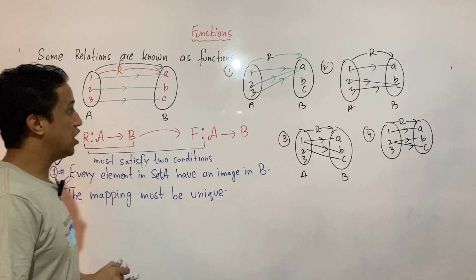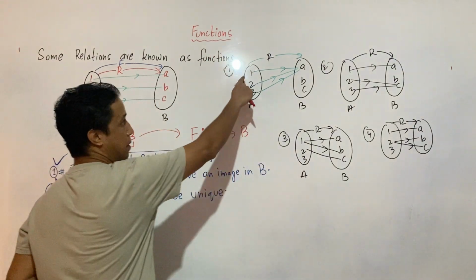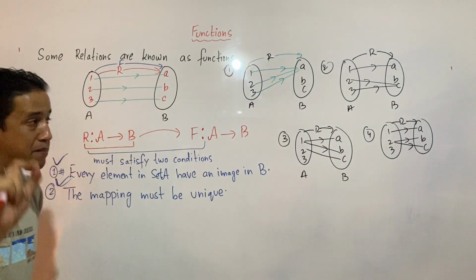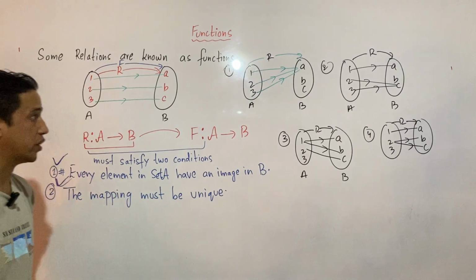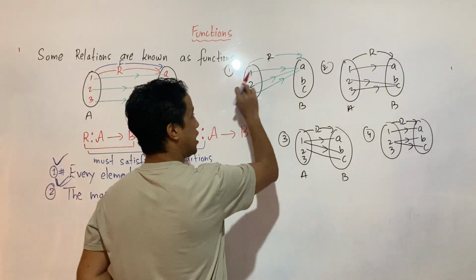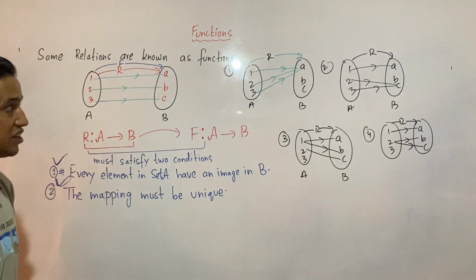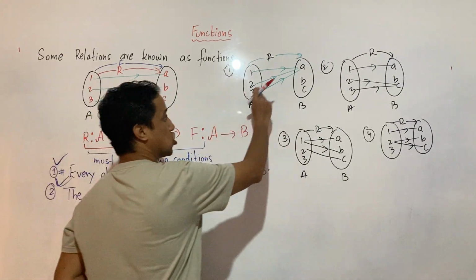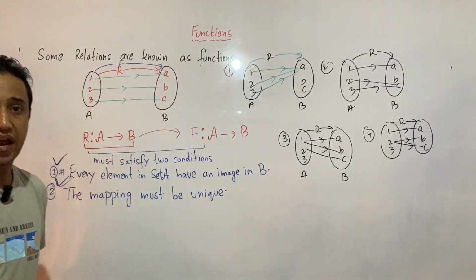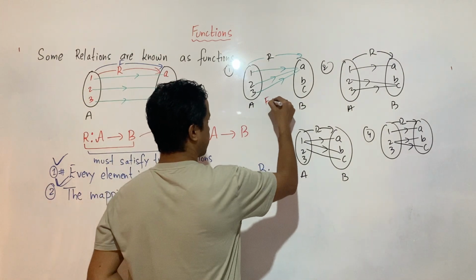Okay, so if you look at number 1, look at all the elements. 1 is mapped to A. Is the image unique? Yes, this image A is unique for 1. Now look at element 2. It is related to A. Is the image unique? Yes, it is unique. 3 is also related to A. Is the image unique? Yes, it is unique. So this is a function.